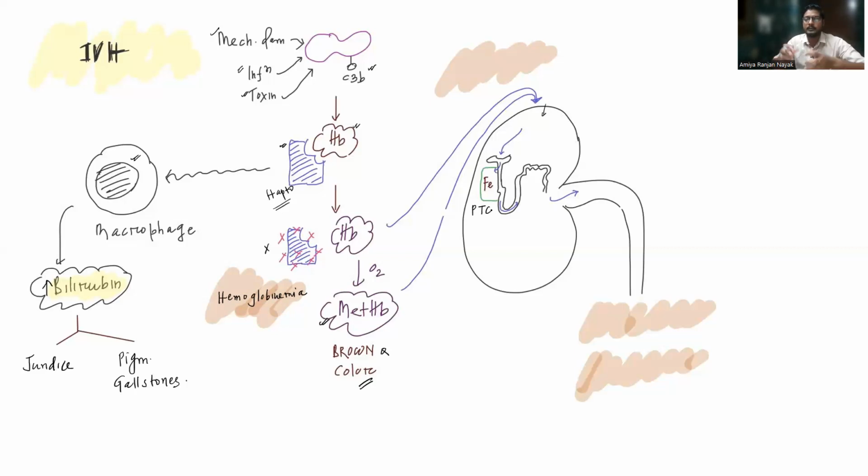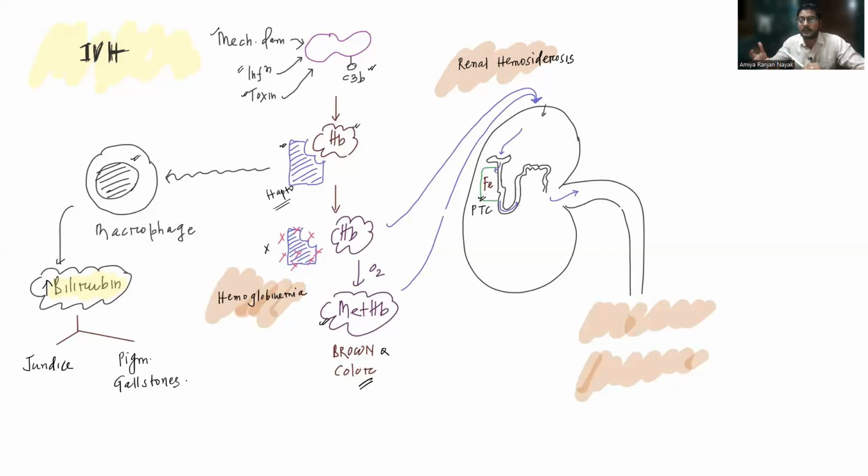Now the hemoglobin will go into the proximal tubular epithelial cell, and there it can be destroyed, so there can be accumulation of iron inside these proximal tubular cells, and this condition is known as renal hemosiderosis. Because iron will get deposited in the form of hemosiderin. Hemosiderin is an iron containing pigment. Whenever there is excessive accumulation of iron, it gets deposited as hemosiderin. So this condition is known as renal hemosiderosis.